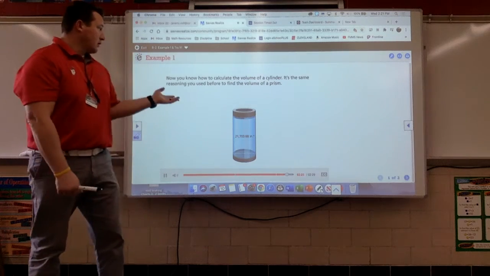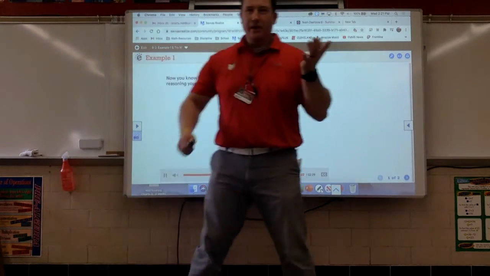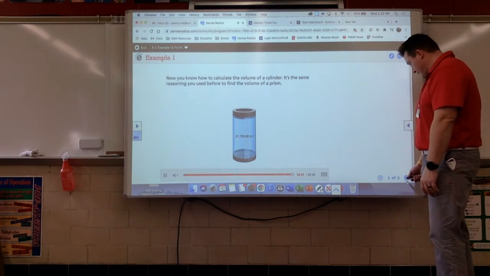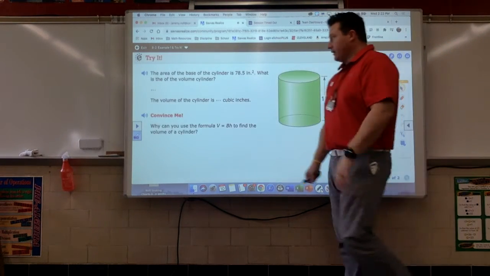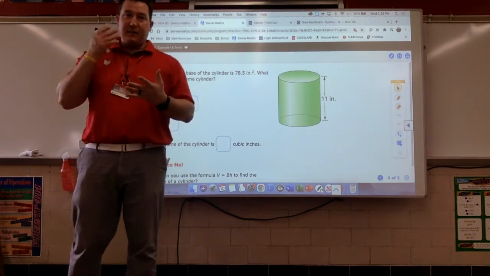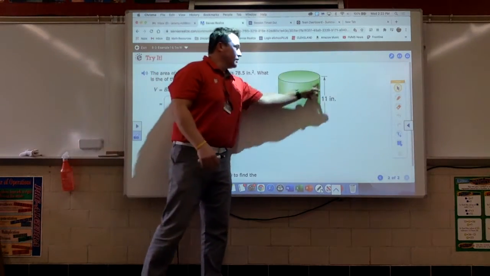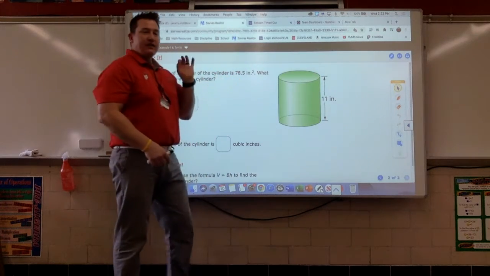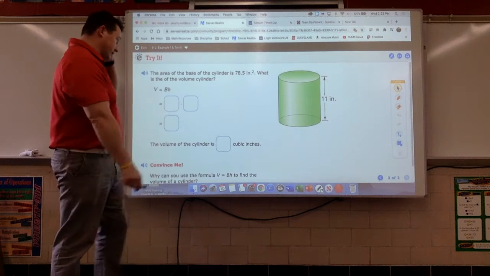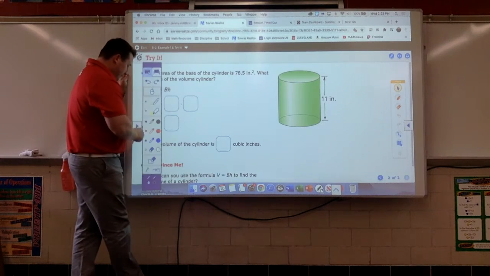Now you know how to calculate the volume of a cylinder. It's the same reasoning you used before to find the volume of a prism. That's right. So guys, when they say area of the base, you have to understand that the base is a circle. And so the area of the base we've done before: pi times the radius squared. So that's what they're using here for the letter B.